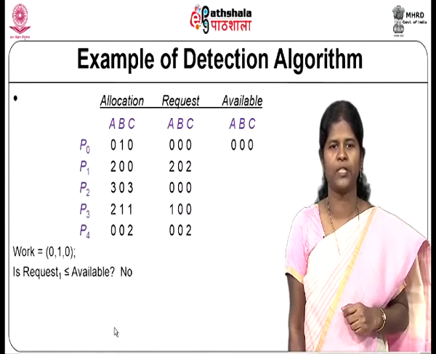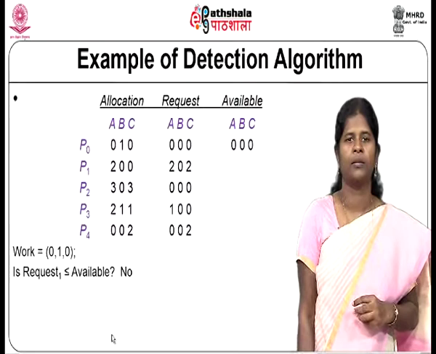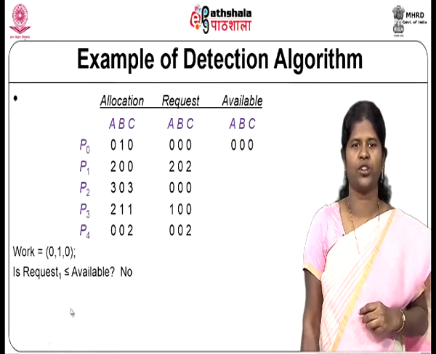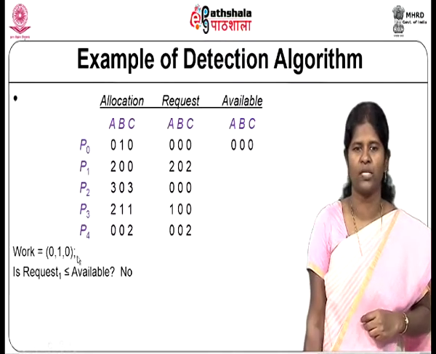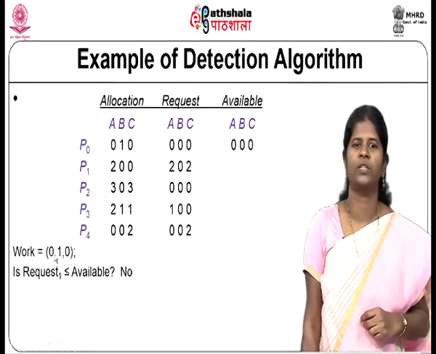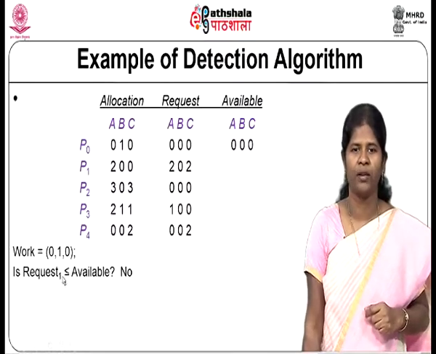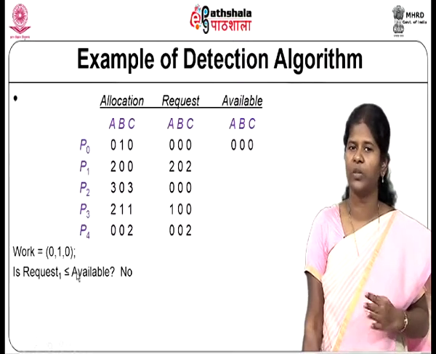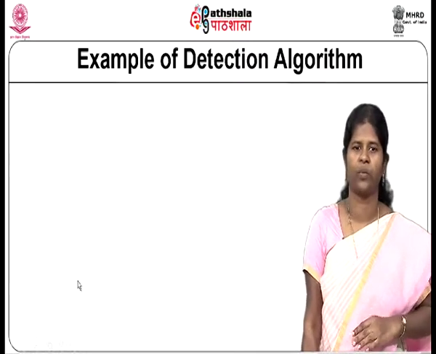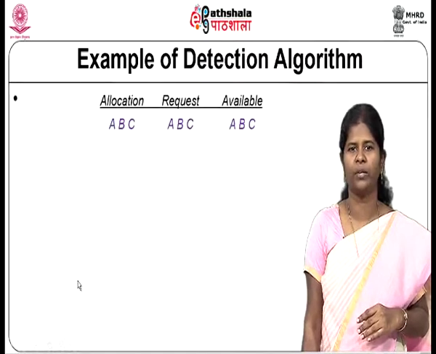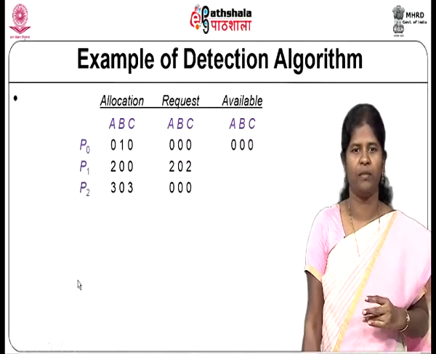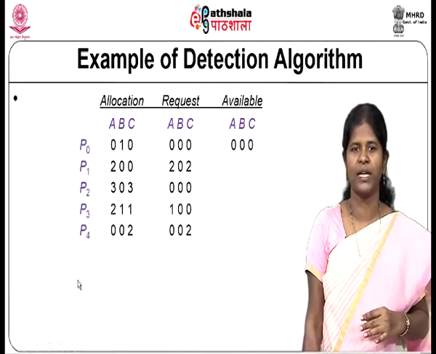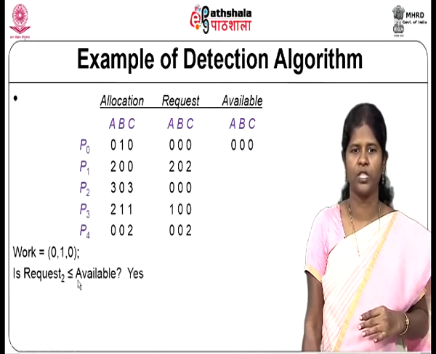We take the next process P1 and we check if the request of P1 is less than or equal to what is available. What is available now? It is only 0, 1, 0, and the request of this process P1 is not less than or equal to what is available. So, its request cannot be granted as of now. So, we now check with the next process. P0 is checked, P0 is fine, P1 is checked, P1's request cannot be satisfied. We check the next process P2.